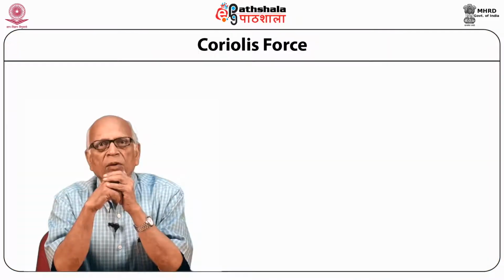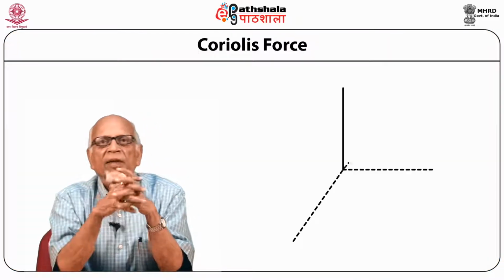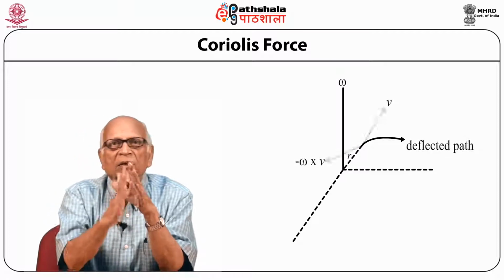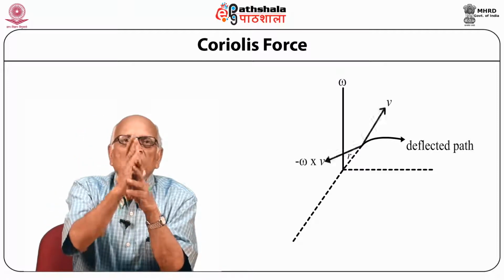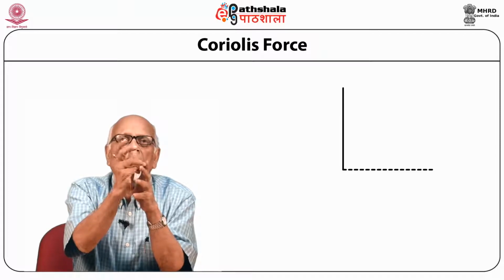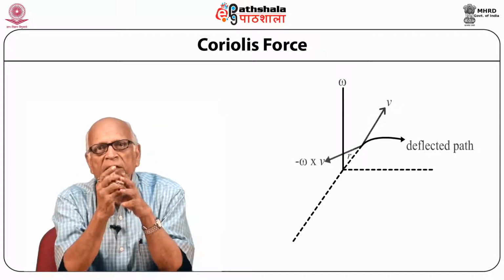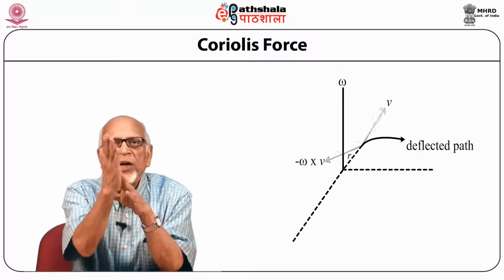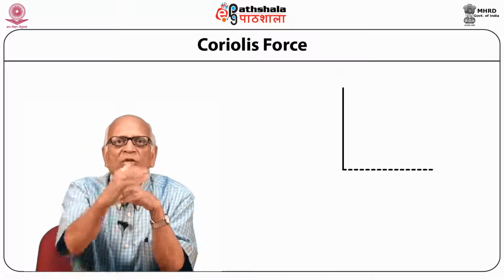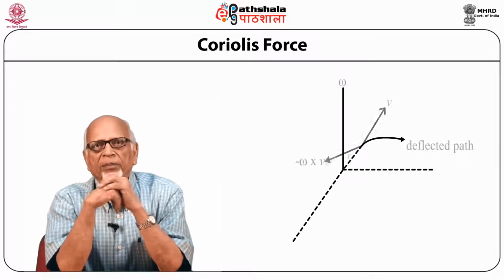So, Coriolis force may be weak, but it has an important consequence. On Earth, it acts to change the direction of a moving body to the right in the northern hemisphere and to the left in the southern hemisphere, as we have illustrated in this diagram, where omega is along the direction of the axis about which Earth is rotating, v is the velocity of the particle, then the Coriolis force acts as shown in the diagram.